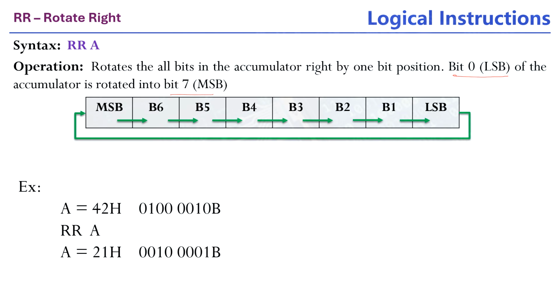So let us take one example here. If A is having 42 and then we execute the RRA instruction, what happens? You can see this LSB is moved to the MSB, and this one is moved here, this one is moved here, and so on. So in this way, each bit is rotated to the right side.